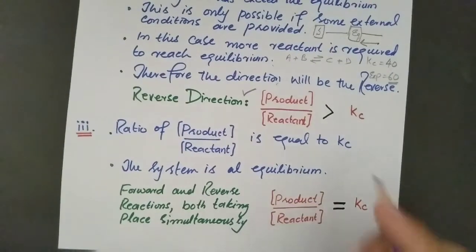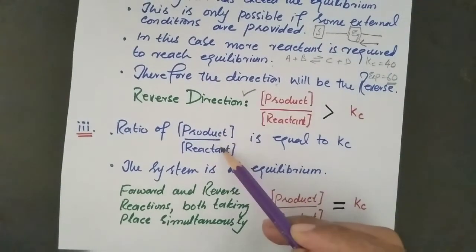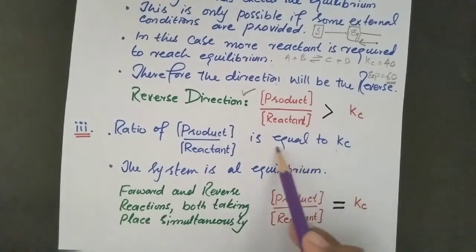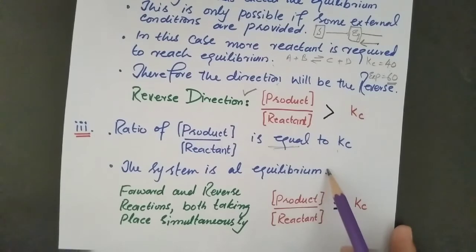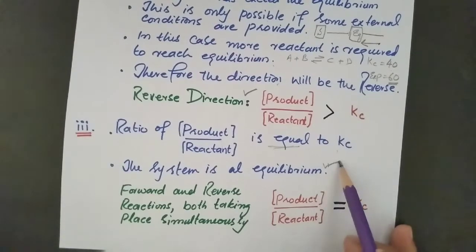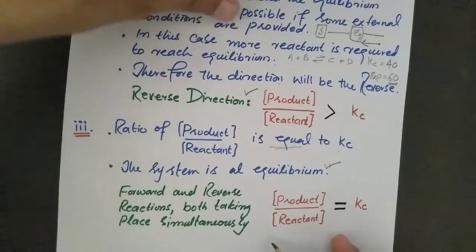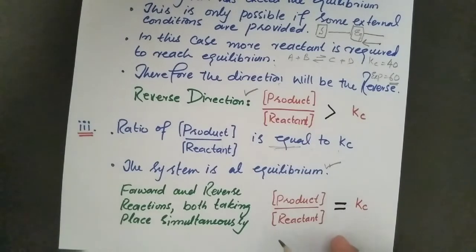The third case is that the ratio of product over reactant is equal to the Kc. What happens in that case? When this ratio is equal to the Kc, the system is at equilibrium. The system has established the equilibrium, so forward and reverse reactions are both taking place simultaneously in that particular case.